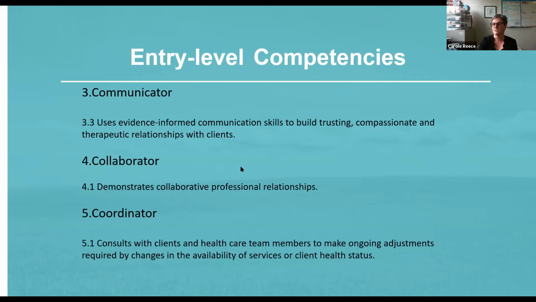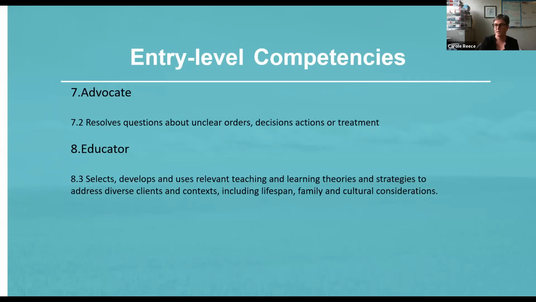Communicator, uses evidence-informed communication skills to build trusting, compassionate, and therapeutic relationships with clients. Collaborator, demonstrates collaborative professional relationships. So it's not just about the care that registered nurses provide, it is a team environment, and certainly pharmacy is part of that team. Coordinator, consults with clients and healthcare team members to make ongoing adjustments required by changes in the availability of services or client's health status.